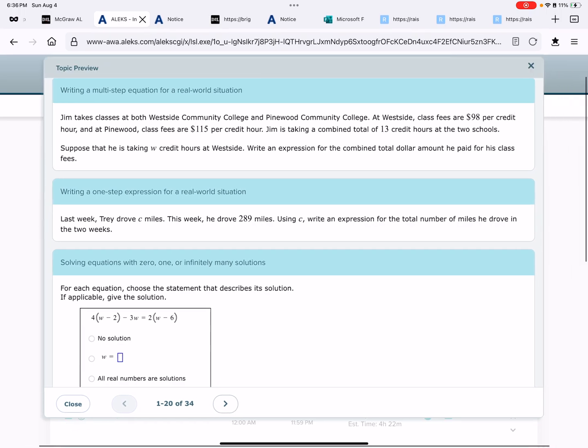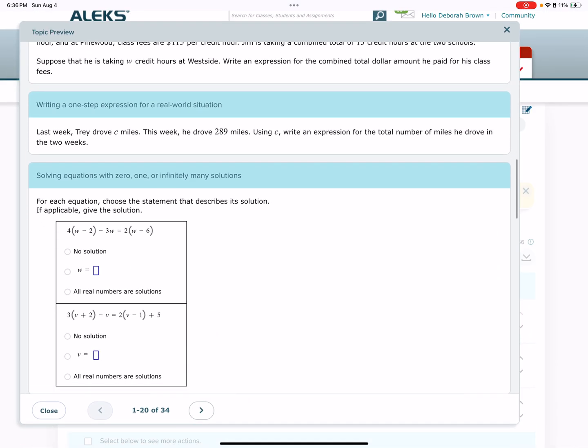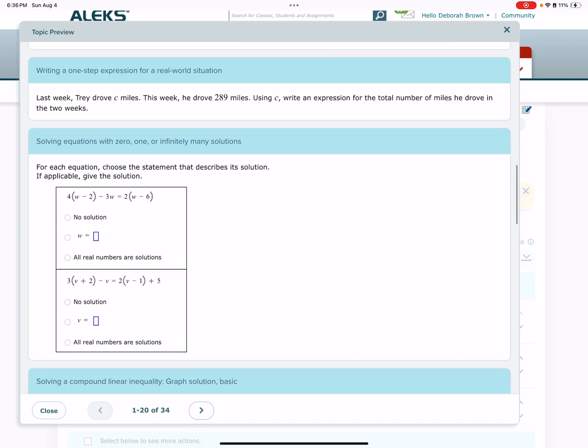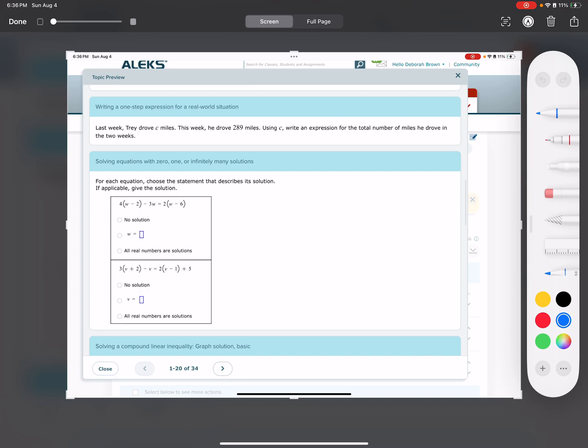Okay, the next one here, writing a one-step problem. Last week, Troy drove C miles. This week, he drove 289. The total number of miles he drove in 2 weeks is C plus 289. That's it, because this was last week, and this is this week, and that's 2 weeks.